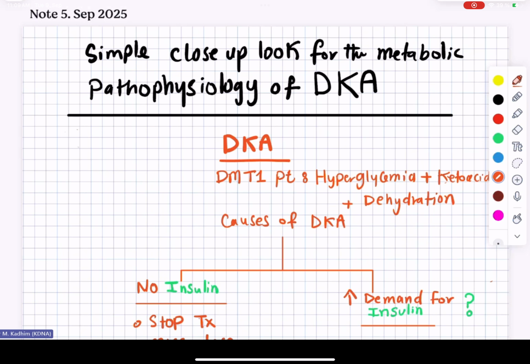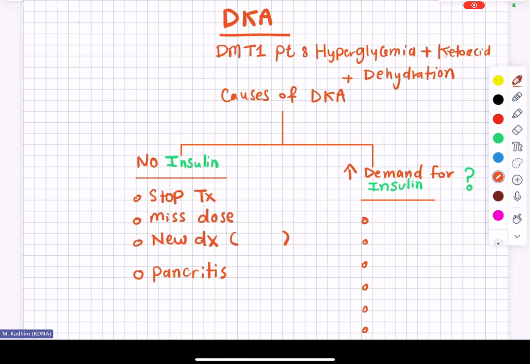In simple words, DKA, or diabetic ketoacidosis, happens when a patient with diabetes mellitus type 1 has hyperglycemia, ketoacidosis, and dehydration. The cause is either no insulin at all, or an increase in demand for insulin.